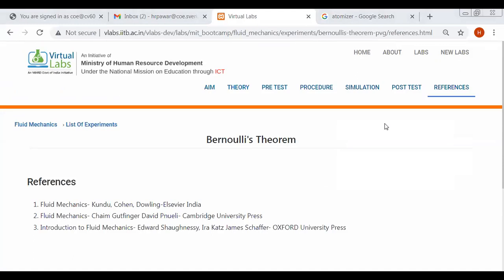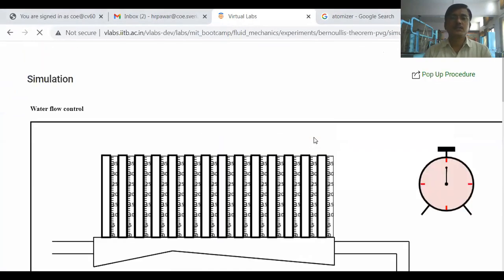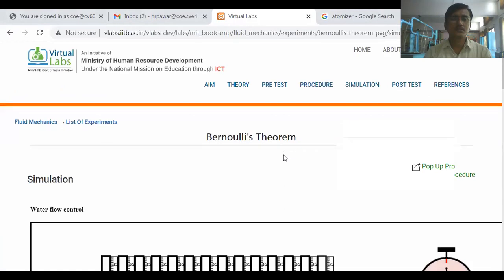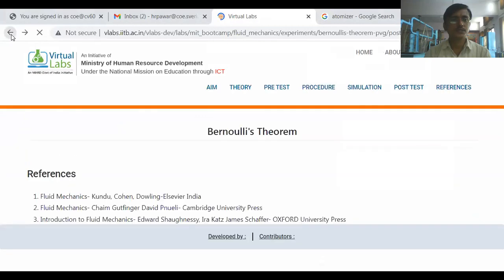Is there any doubt to anyone about this practical? You can open this website on your mobile, check whether the simulation is working there or not. How to open, I have told you. What we have to do? Once again, I will tell you.